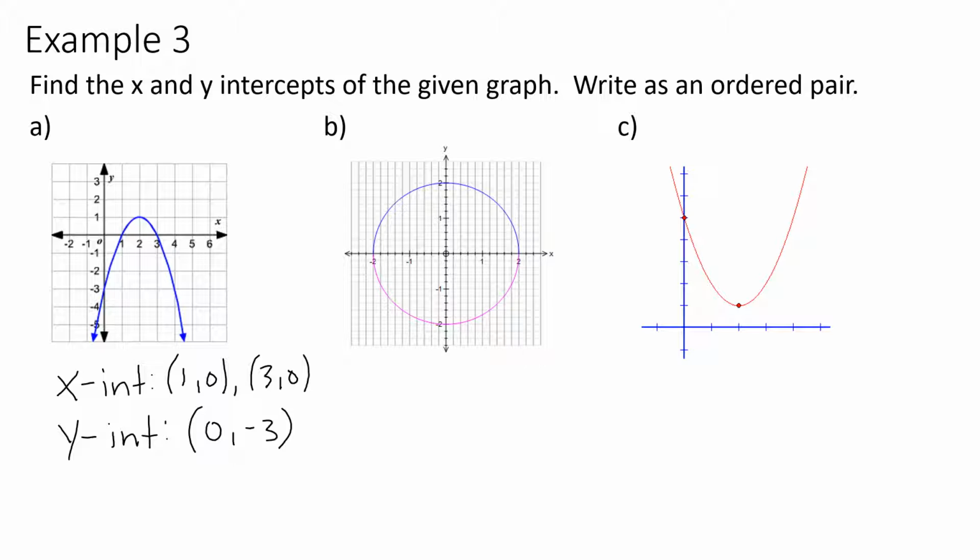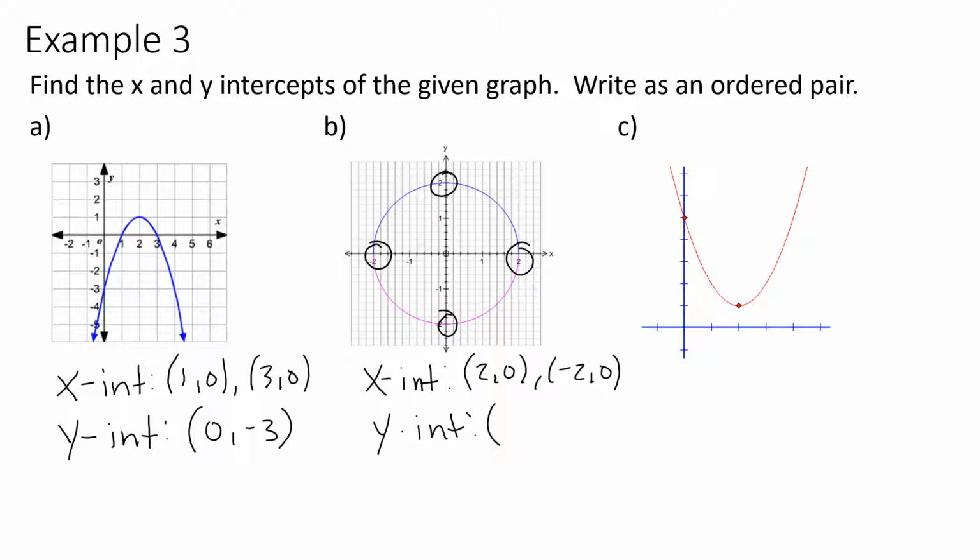Part B. This is a circle centered at the origin with a radius of 2 units. The x-intercepts, there's 2 of them. They occur at -2 and +2. So written as an ordered pair, that would be 2, 0 and -2, 0. The y-intercepts, there's 2 of them, and they are -2 and 2, so they're the same numbers, but written as an ordered pair, they're different. As an ordered pair, the y-intercepts are 0, 2, and 0, -2.